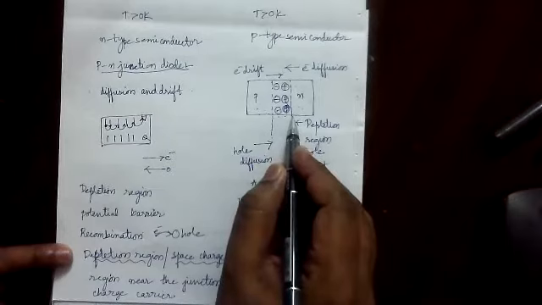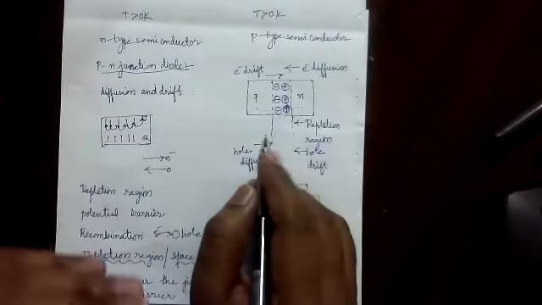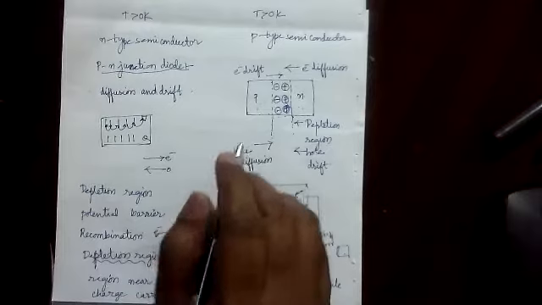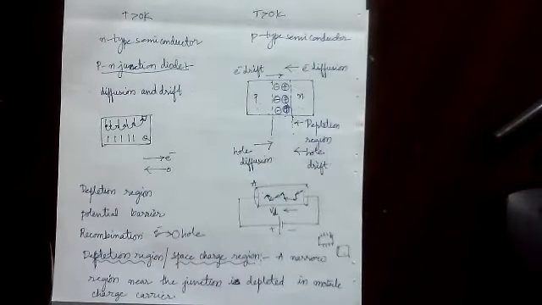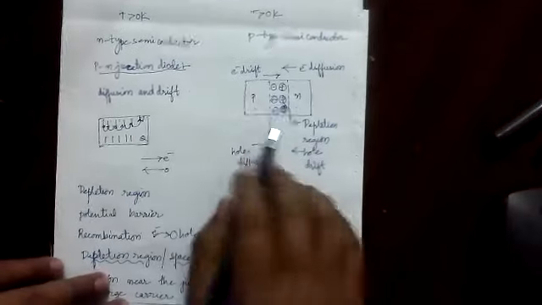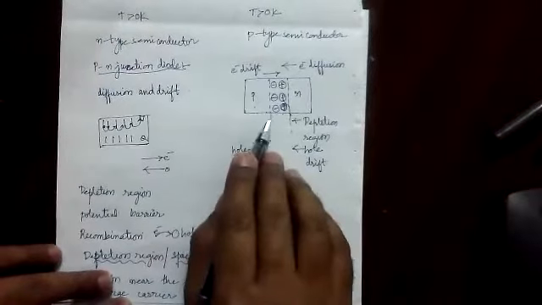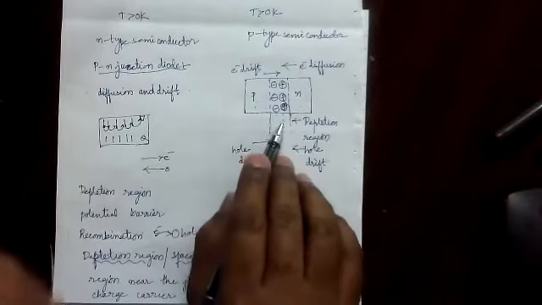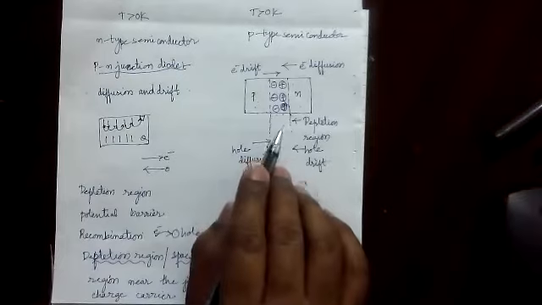I give an example. Suppose one boy is made to sit in a girl's classroom, or one girl is made to sit in a boy's classroom, it is not comfortable. They are not comfortable. They just want to move away. The same way, minority charge carriers are ready to move away. So when you apply a certain potential difference, the electrons and the charge carriers start flowing.